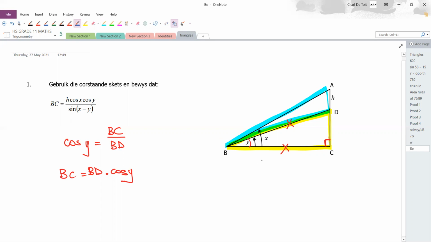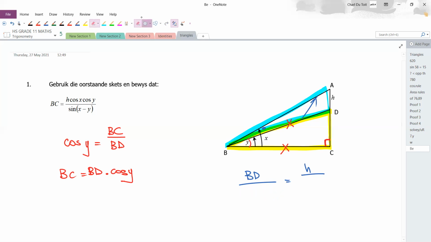So I'm going to use the sin rule. BD over sin of this angle here at the bottom. That angle at the bottom is x minus y. You see that? And that equals h over... no, it was the wrong angle, that one. BD was over that angle there, so it's over A.